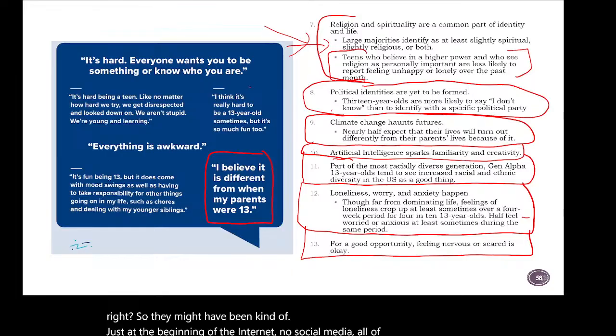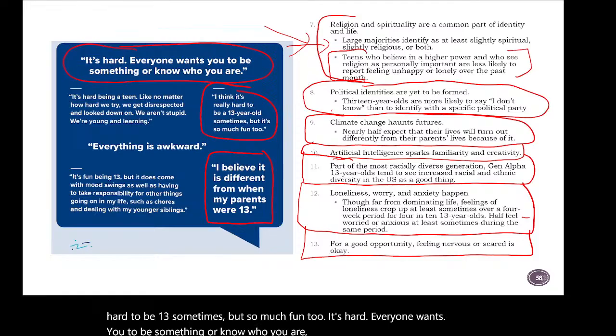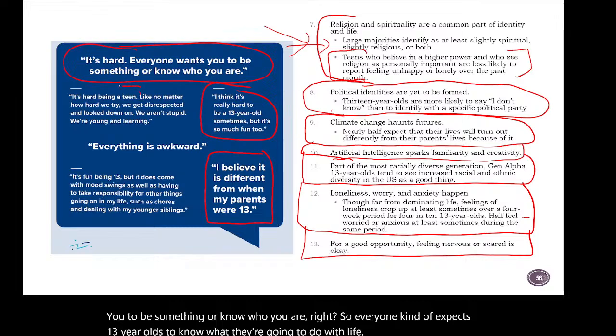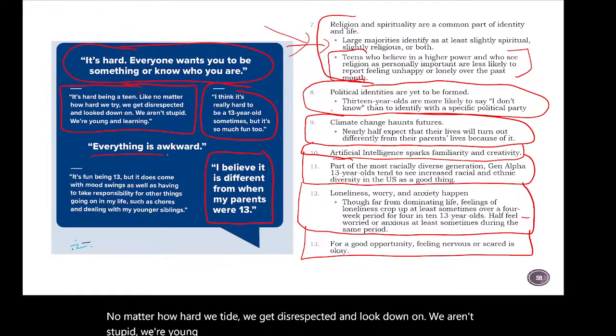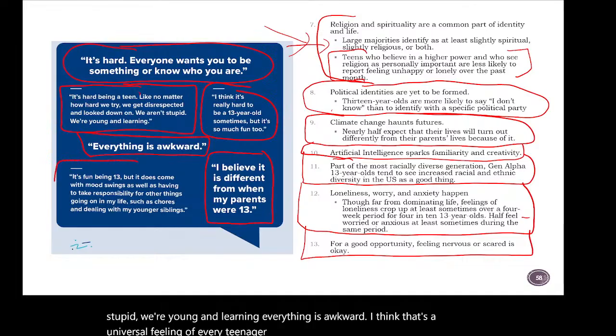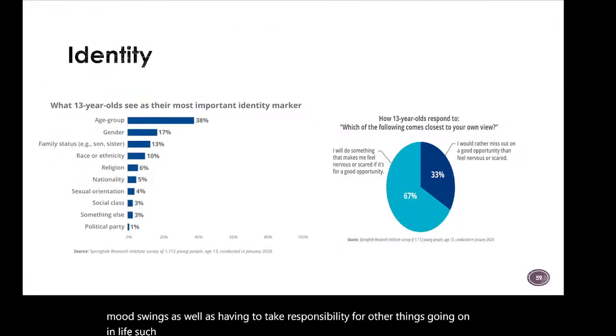It's really hard to be 13 sometimes, but so much fun too. It's hard. Everyone wants you to be something or know who you are, right? So everyone kind of expects 13-year-olds to know what they're going to do with life. No matter how hard we try, we get disrespected and looked down on. We aren't stupid. We're young and learning. Everything is awkward. I think that's a universal feeling of every teenager ever. It's fun being 13, but it comes with mood swings as well as having to take responsibility for other things going on in life, such as chores and dealing with my younger siblings. So there you go. Okay, identity.